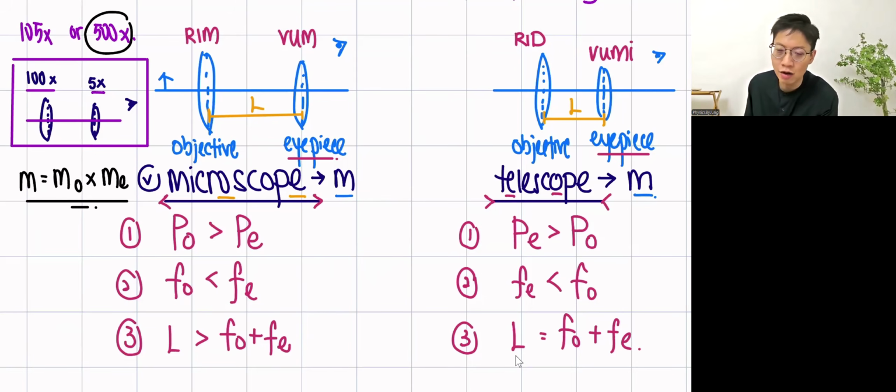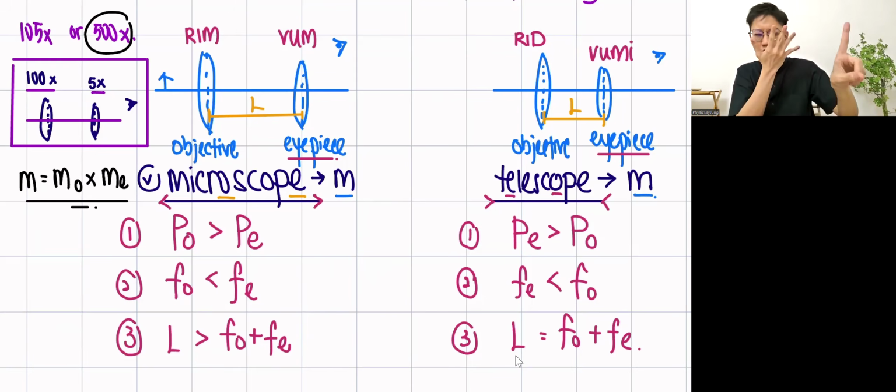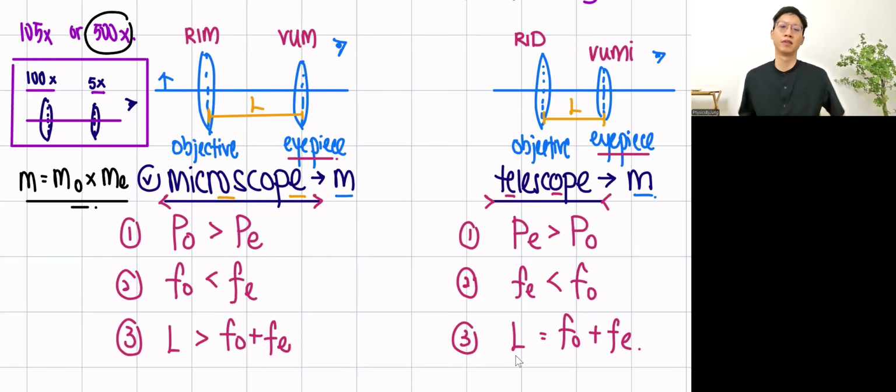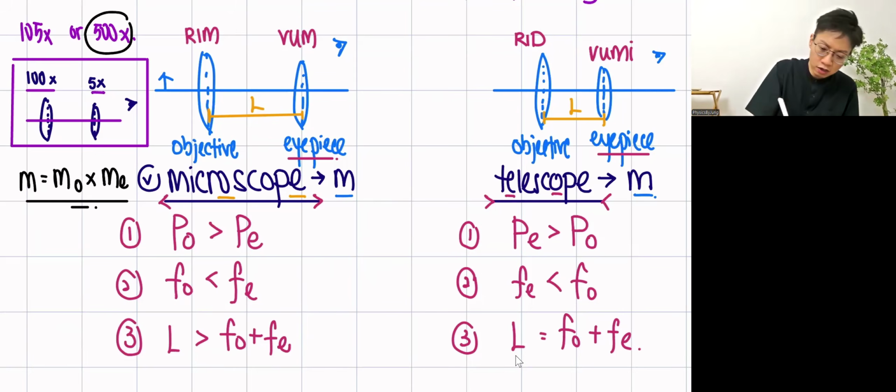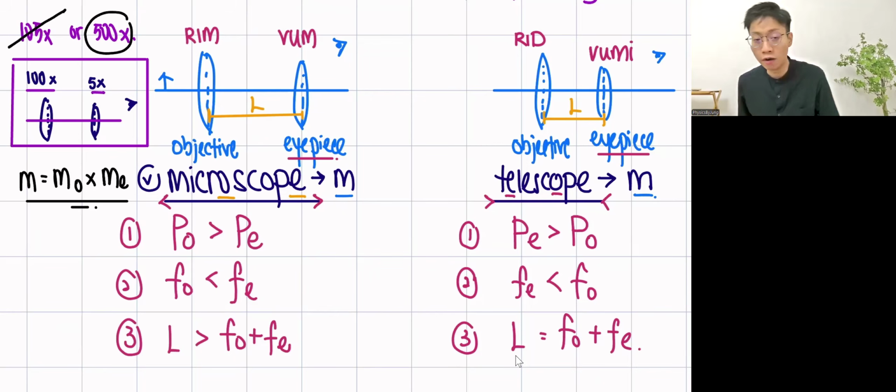So guys, if you want to calculate the magnification of a microscope, you just have to look at the eyepiece, let's say times 5, and this one times 100. So 100 times 5 is 500. It is not plus, so this is not 105x. Okay?